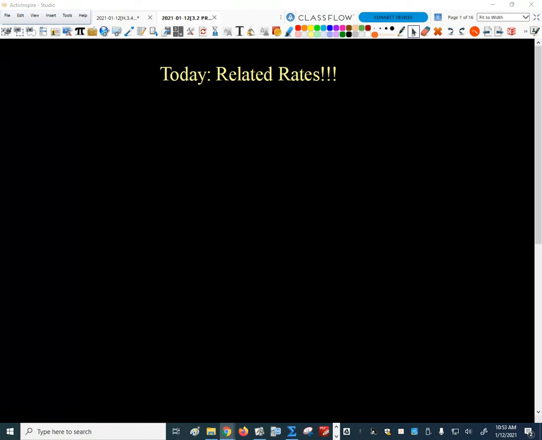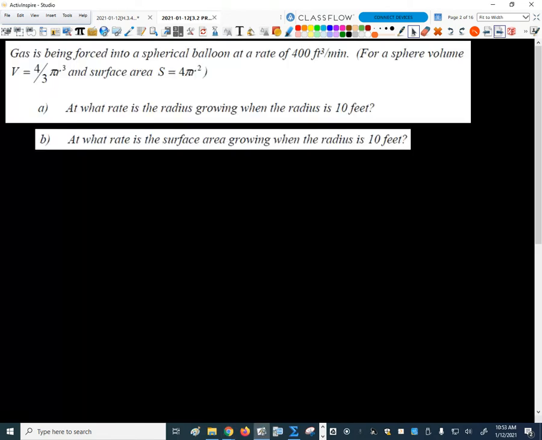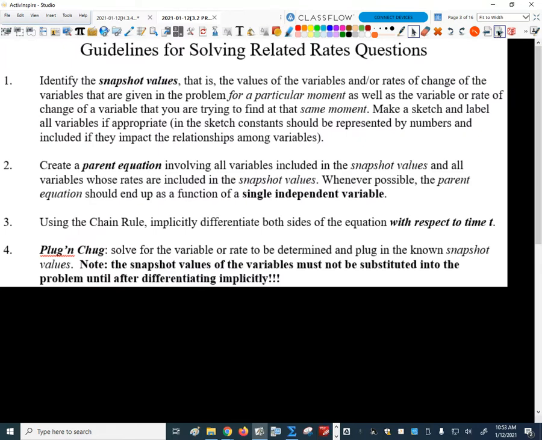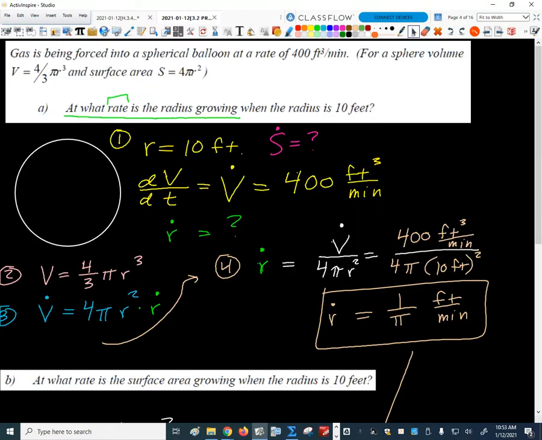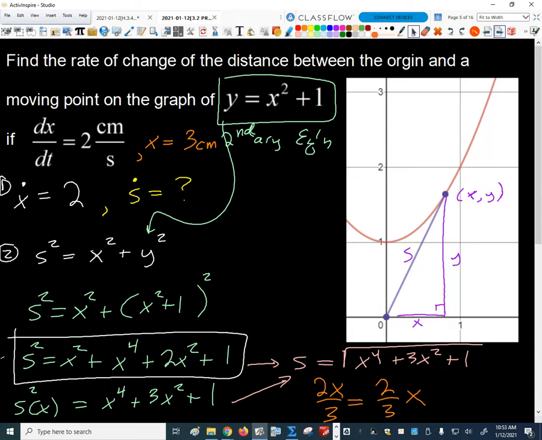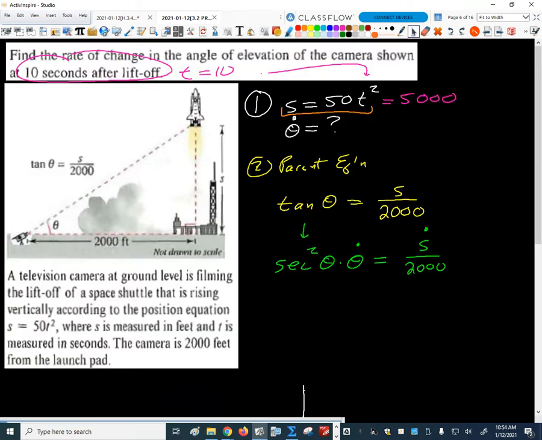Okay, here we go. So related rates. We looked at some examples last time, and I think we left off on this guy. We were trying to find the rate of change of the angle of elevation of the camera, if this camera down here at ground level is tracking the rocket as it's ascending straight up, at 10 seconds after liftoff.